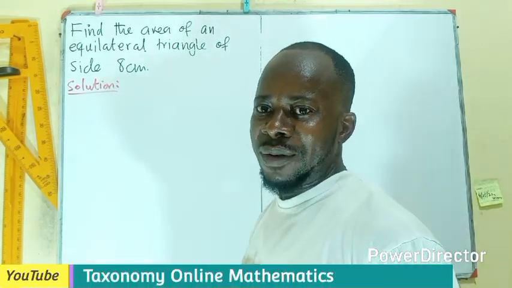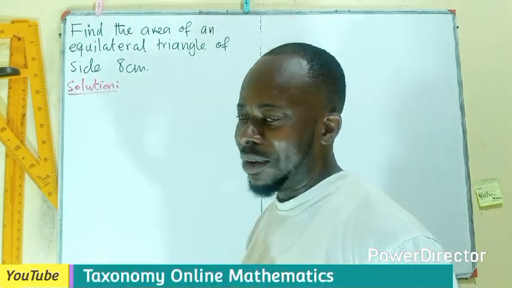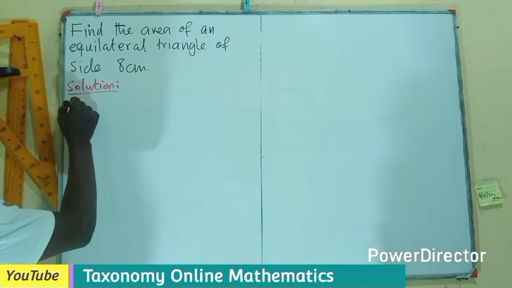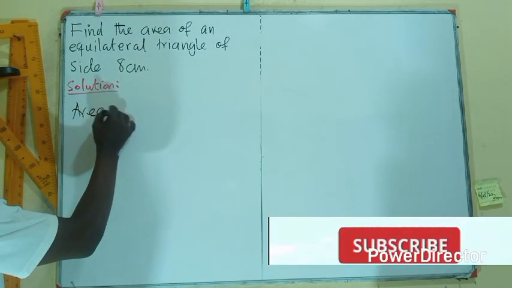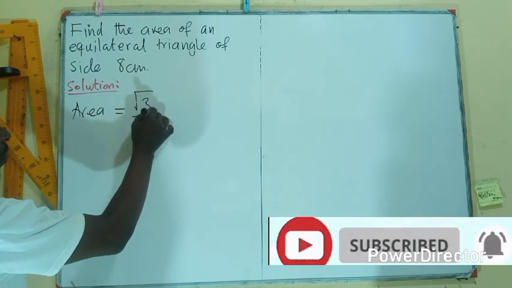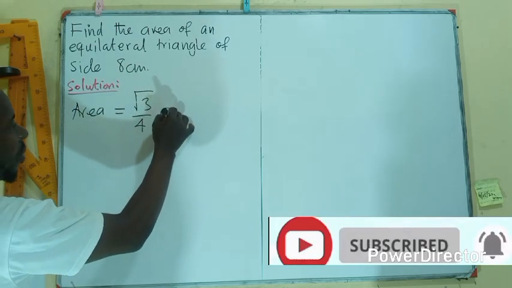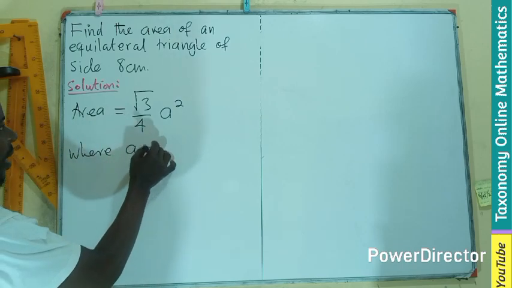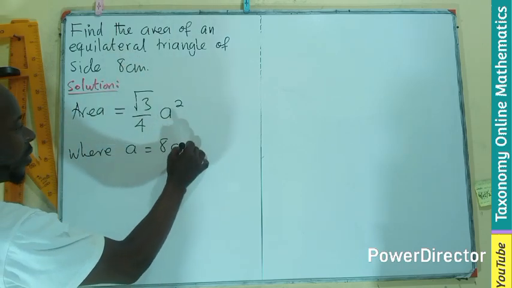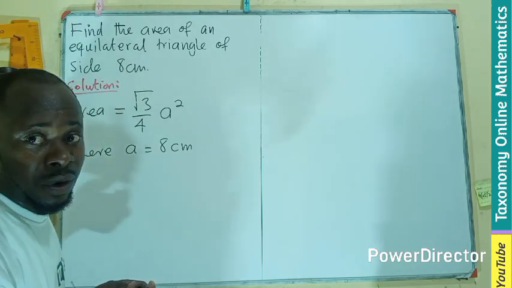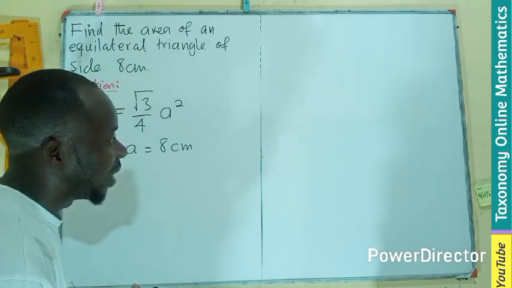To find the area of an equilateral triangle, there are various ways we can do that. So we can say that the area of an equilateral triangle is given by root 3 over 4 a squared, where a is the side, which is 8 centimeters. I've talked about all the types of triangles and their formulas in my episode.